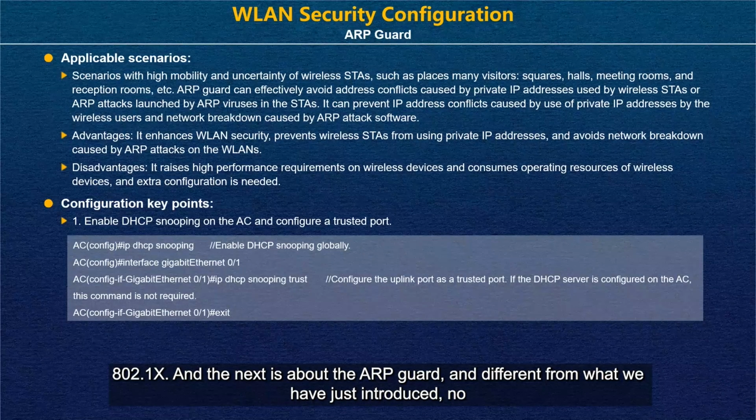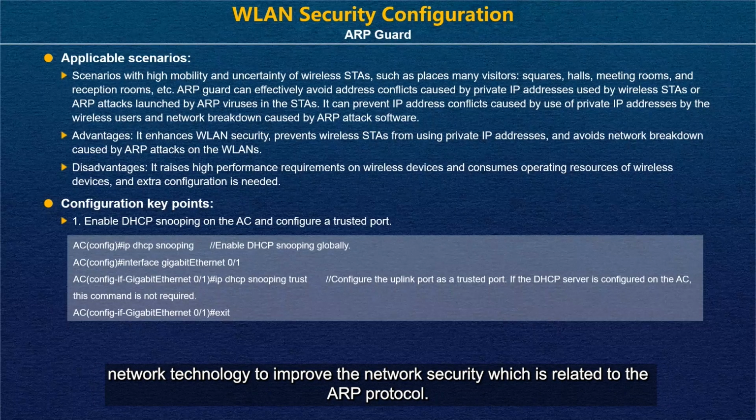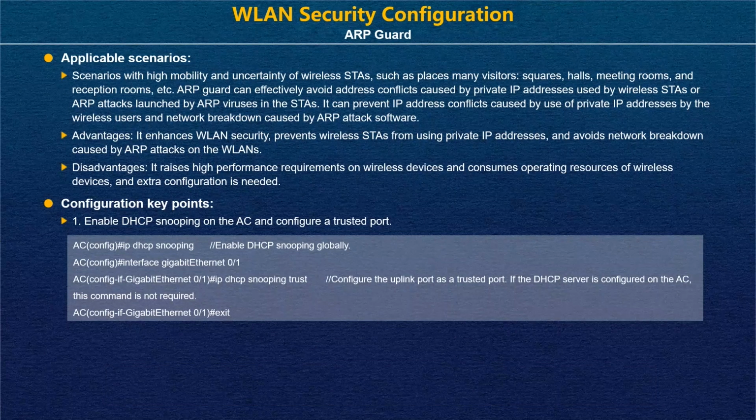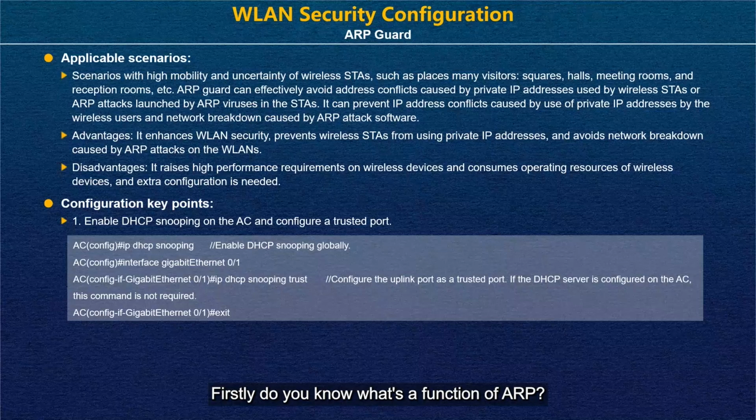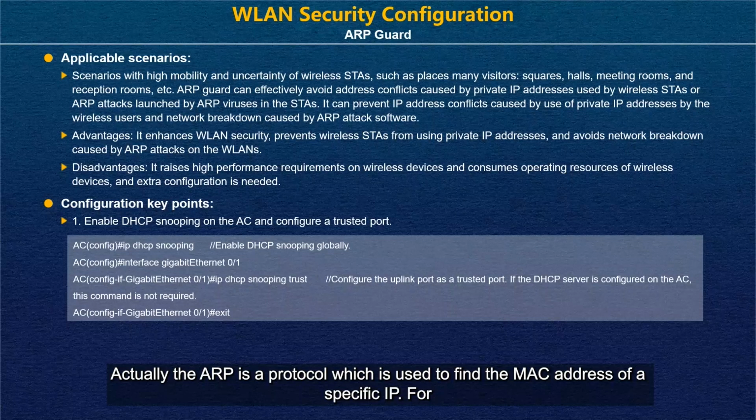And the next is about the ARP Guard. Different from what we have just introduced, 802.1x and PSK pre-shared key are both authentication technologies. The ARP Guard is a network technology to improve network security, which is related to the ARP protocol. Firstly, do you know what's the function of ARP? Actually, ARP is a protocol which is used to find the MAC address of a specific IP.